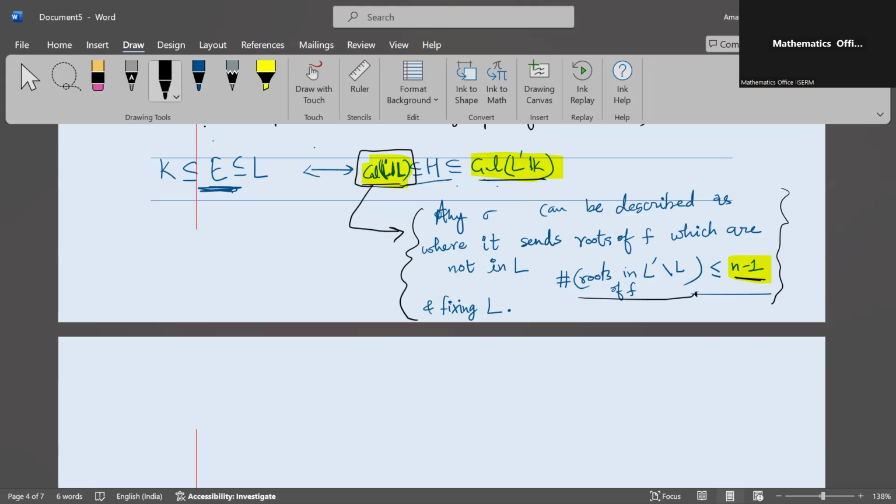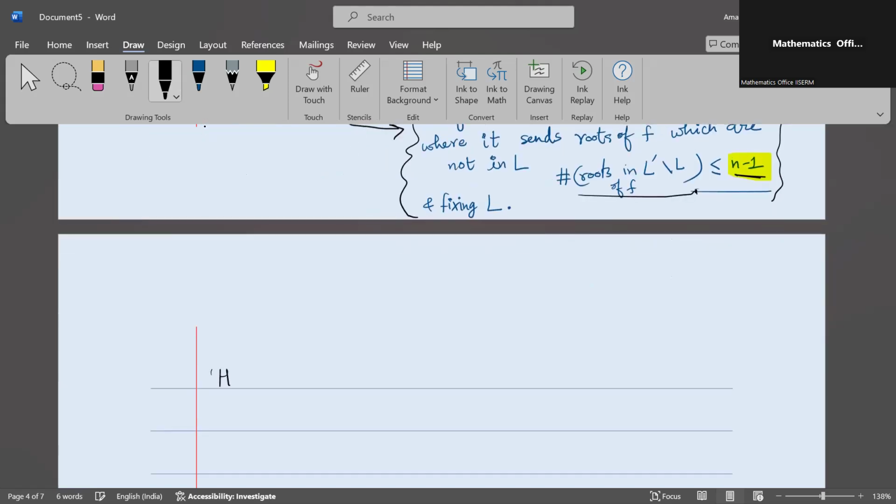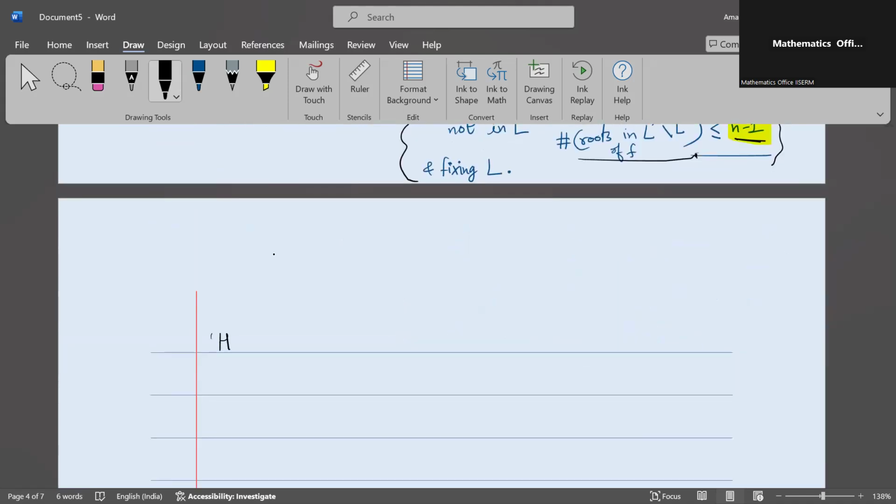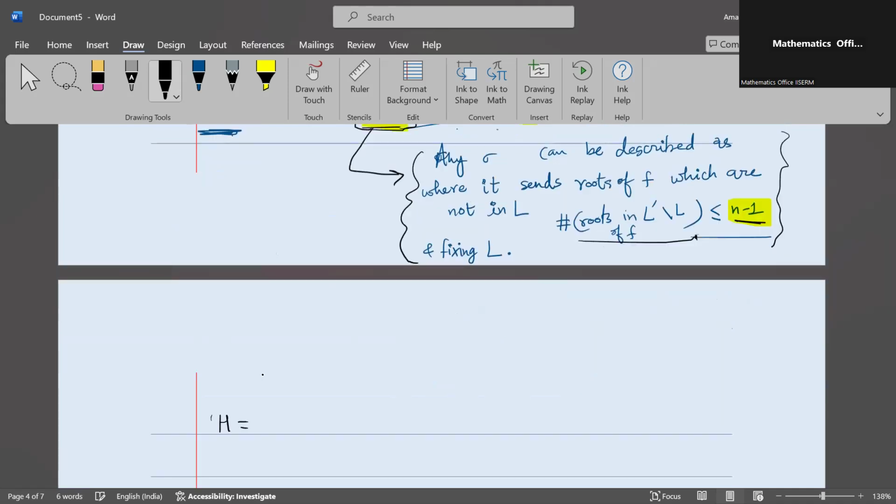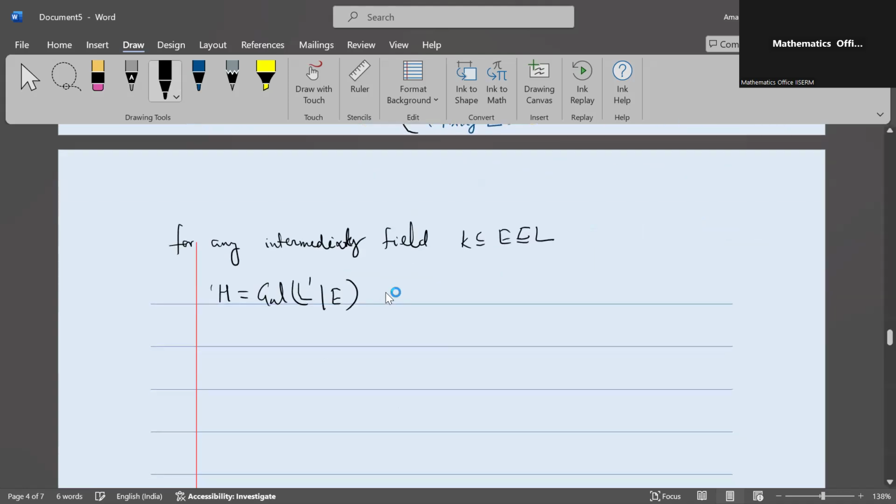Any H can be described as H will occur as Galois group of L over E, L prime over E. H is of this form. For any intermediary field between K and L, the Galois group of L prime over E, so this subgroup lies between Galois L prime over K and Galois L prime over L. So we are counting such subgroups.